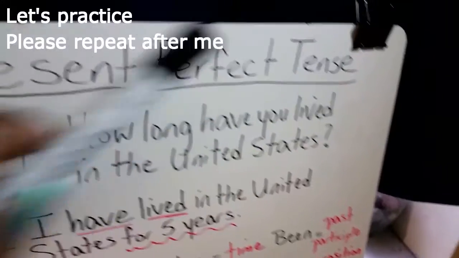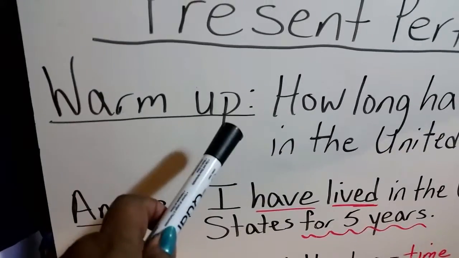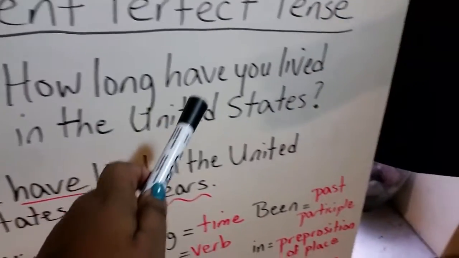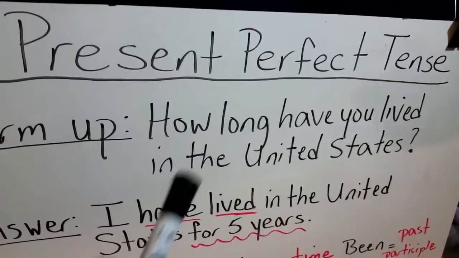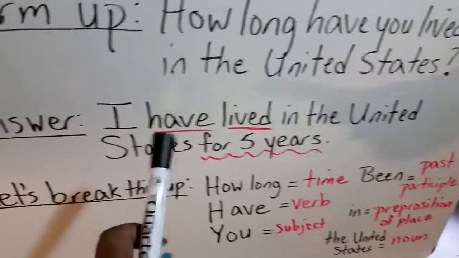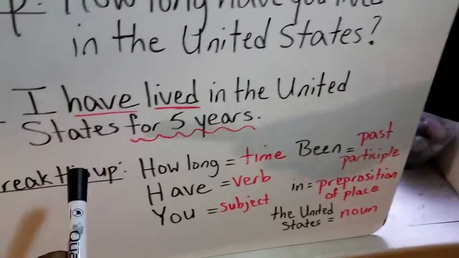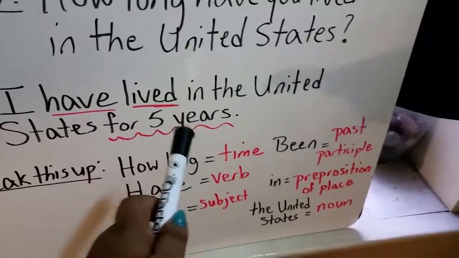Present perfect tense. Let's say again, present perfect tense. Let's look at the warm-up. Please repeat. How long have you lived in the United States? One more time. How long have you lived in the United States? Now let's look at our answer. I have lived in the United States for 5 years. One more time, please repeat. I have lived in the United States for 5 years.